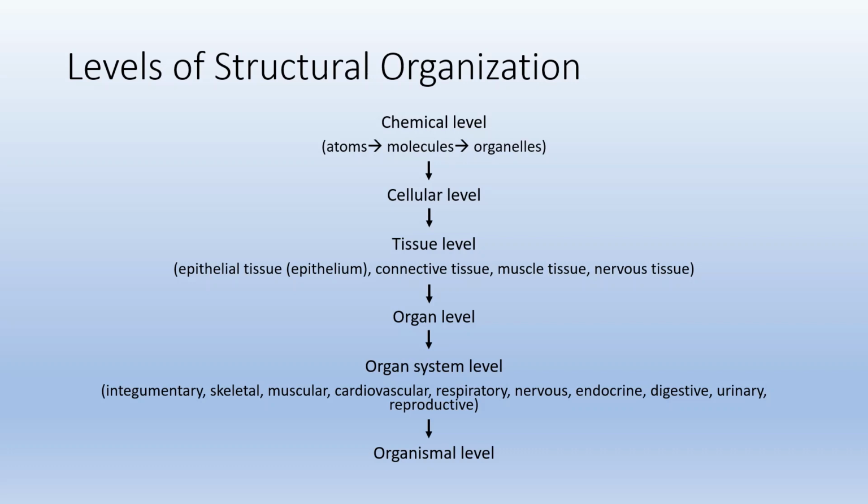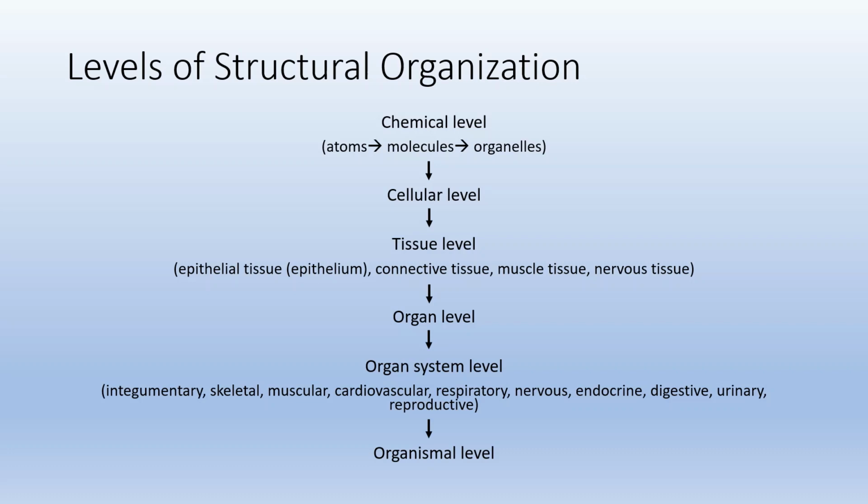Next, we are going to look at the levels of structural organization. We can arrange the human body along different levels, starting from really small and working our way to very large. The smallest level of the human body is the chemical level. This is where we see atoms come together to form molecules, and then eventually molecules come together to form organelles.